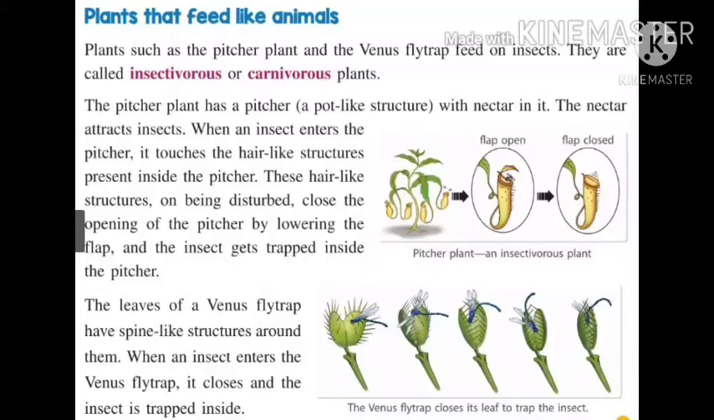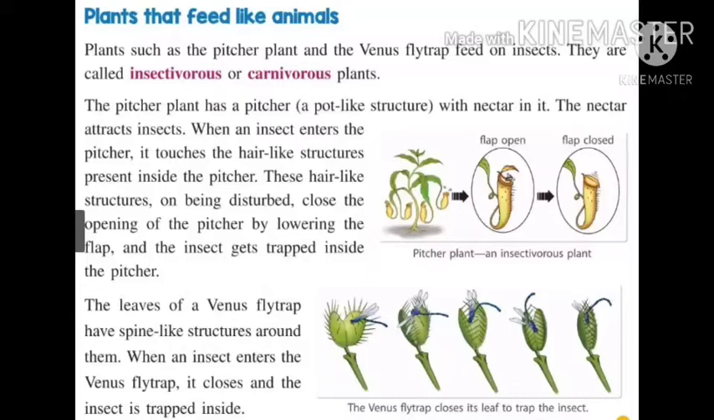trapped inside the pitcher. Here we see there are some kinds of plants that feed on animals. This type of plants that feed on animals or insects are known as insectivorous or carnivorous plants. So they have given two examples of this type of plants, like the pitcher plant and the Venus flytrap plant. So the pitcher plant, how do they eat the insects? How do they trap the insects?